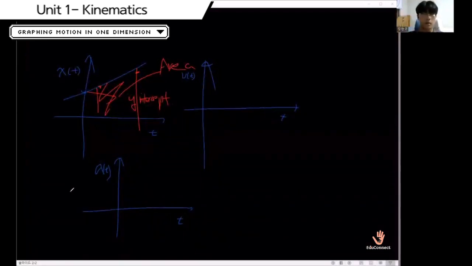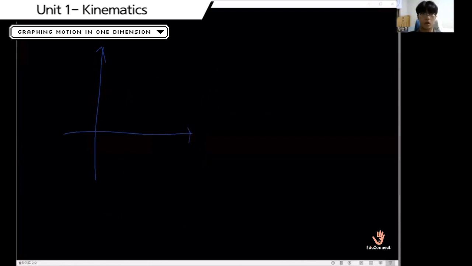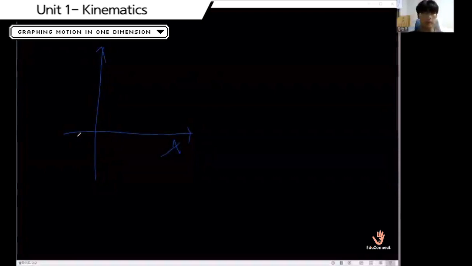Now that we have reviewed these characteristics, we can begin our study of time graphs. We'll begin by examining a stationary object first. On a position time graph, the position of an object can be determined at any given time, t, simply by referencing our vertical axis x of t.